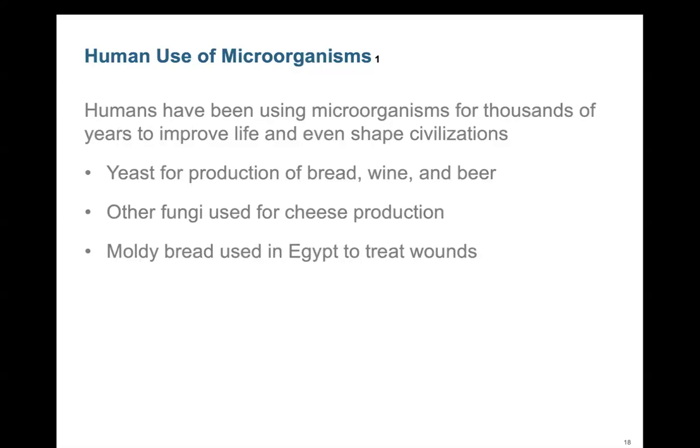Humans have been using microorganisms for thousands of years to improve life and even shape civilization. For example, bread, wine, beer, things most of us have enjoyed throughout our life, is produced by yeast. Other fungi are used for cheese production, and even some bacteria. Moldy bread was used in Egypt to treat wounds. We now know that penicillin was derived from mold.